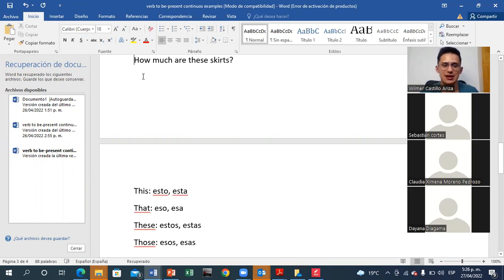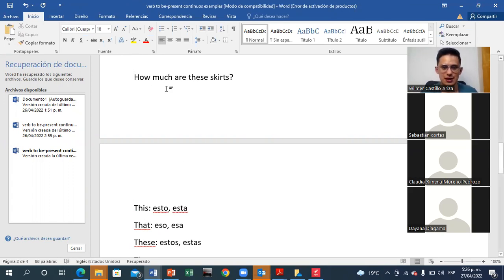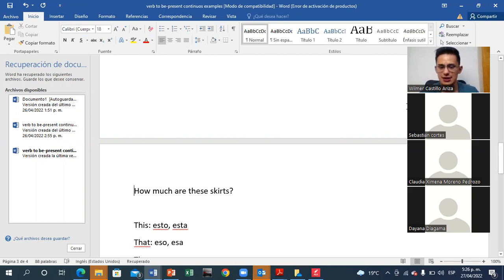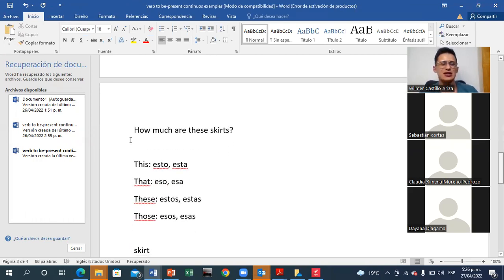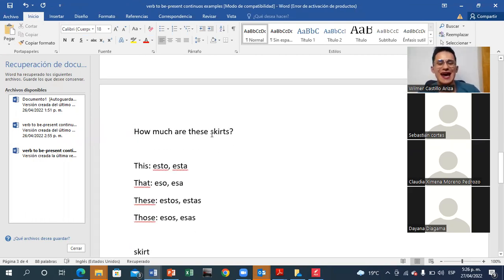Por eso yo aquí la pregunta que les... Espérenme, ya la bajo un poco acá para que puedan tener en cuenta eso. Bueno, aquí la pregunta que yo les hice fue la siguiente. ¿Cuánto valen estas camisas? Bueno, estas, vean, sería con these. How much are these skirts? Digamos que ustedes están en un almacén y tienen las faldas acá. Dicen, vean, ¿cuánto valen estas faldas?